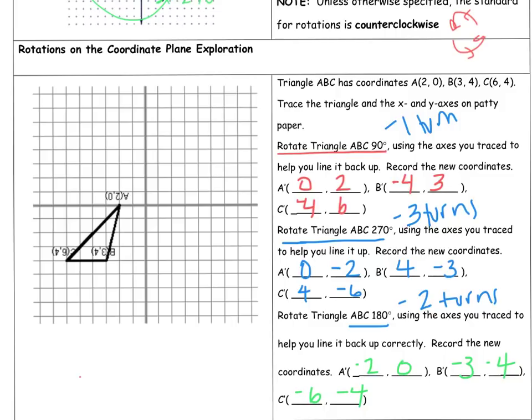So keep in mind, again, that when we're talking about a rotation about the origin, the R tells us rotation, this tells us the point we're rotating it about, and that's the origin. And then it'll also tell us if we need to do it 90 degrees, -90 degrees, 270, -270. And again, unless otherwise specified, we are rotating counterclockwise.